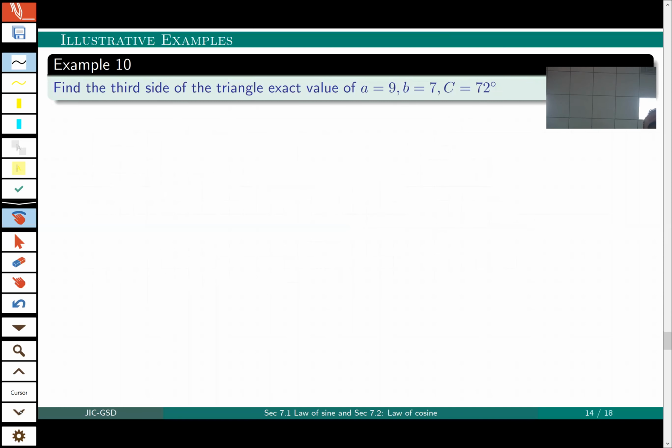Now, example number 10, find the third side again. So what I have is the angle A, I don't have it, but I have the opposite, which is 9. I have, this is the angle B, I don't have it, but I have the opposite of it, which is 7. And I have, this is C, so it's 72 degrees. And what is requested is the third side.